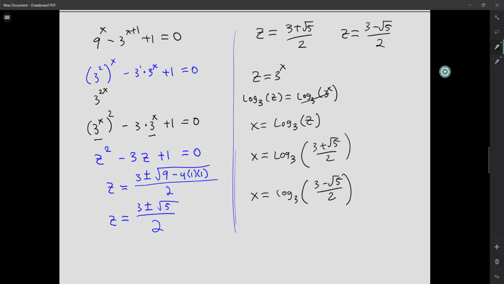One thing you should be careful of doing is right here, actually for both of them, you should check to make sure that neither of these answers is going to be a negative number. But I do know that minus root 5 is going to be a number that is smaller than 3. So I know that both of these are going to still be positive answers.